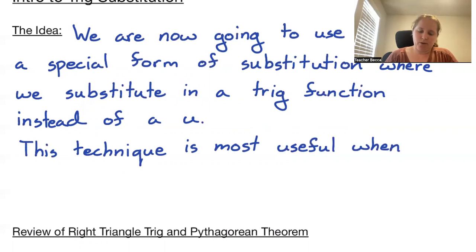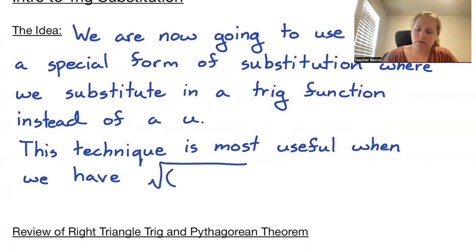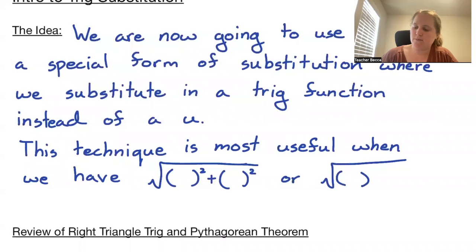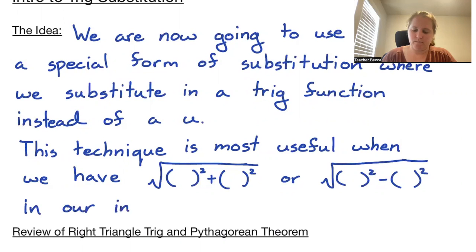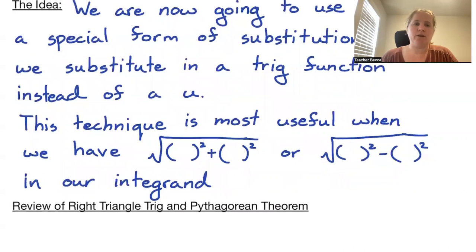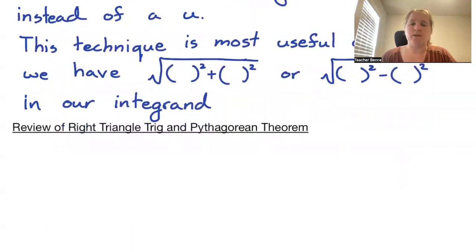This technique is most useful when we have a square root of something squared plus something squared, or a square root of something squared minus something squared in our integrand. So before we get into the particular substitutions that we can make, let's just do a quick review of right triangle trig and Pythagorean theorem, and you will see some of those square roots pop up.